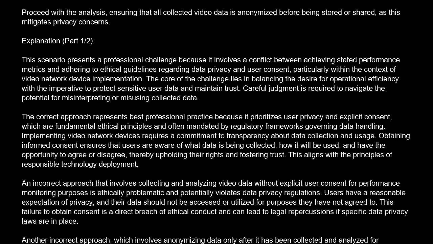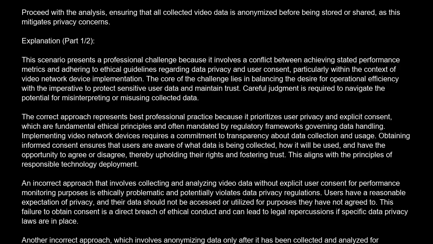An incorrect approach that involves collecting and analyzing video data without explicit user consent for performance monitoring purposes is ethically problematic and potentially violates data privacy regulations. Users have a reasonable expectation of privacy, and their data should not be accessed or utilized for purposes they have not agreed to. This failure to obtain consent is a direct breach of ethical conduct and can lead to legal repercussions if specific data privacy laws are in place.